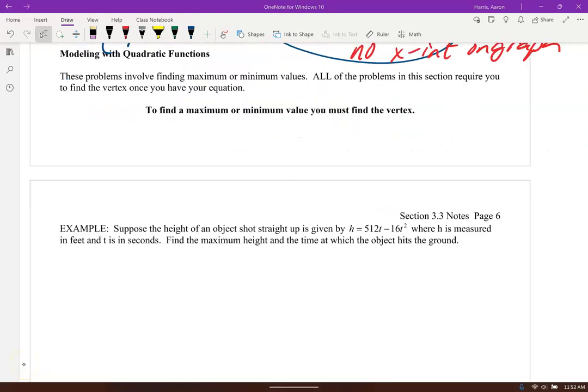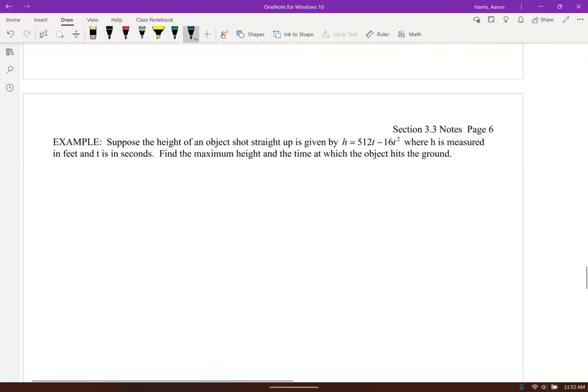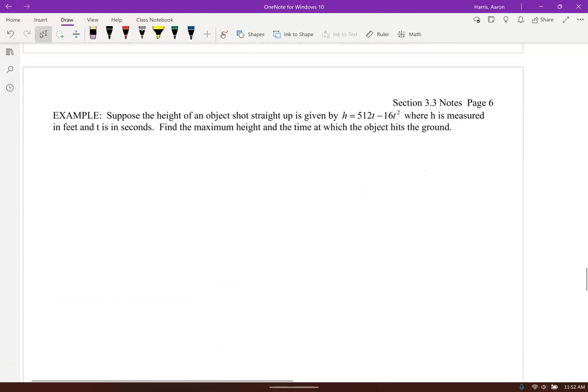But when we're modeling quadratic functions, you're typically going to be looking for max and min values, as kind of your classic applications problem with modeling. So you're going to be looking for your vertex. So for example, let's look at this first one. Suppose the height of an object shot straight up is given by h of t equals negative 16t squared plus 512t, where h is measured in feet and t is in seconds.